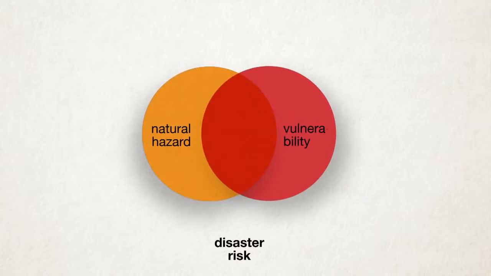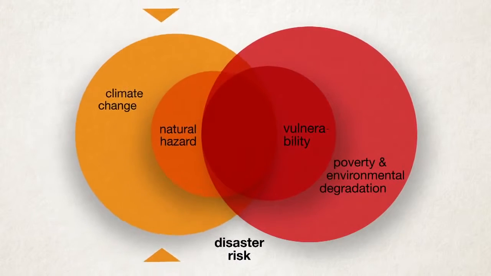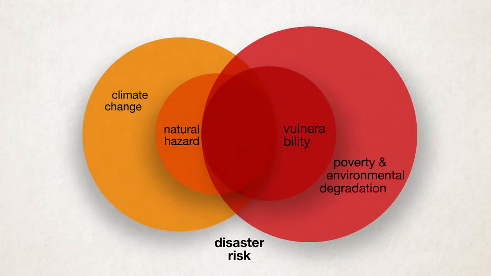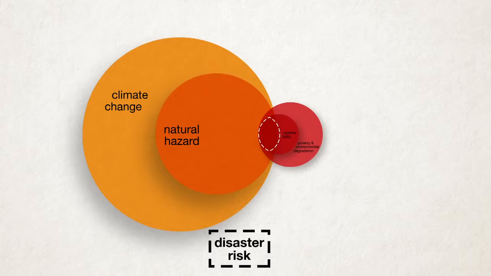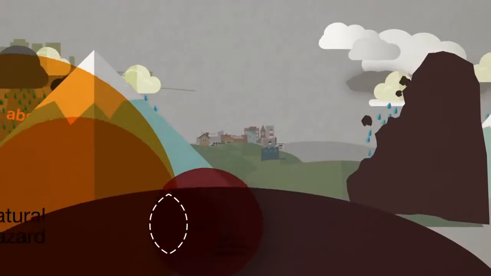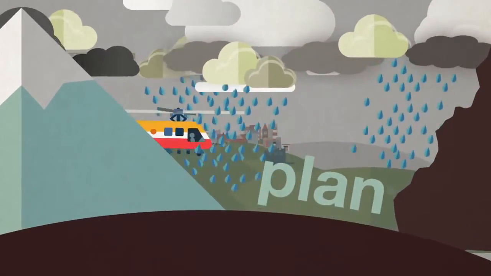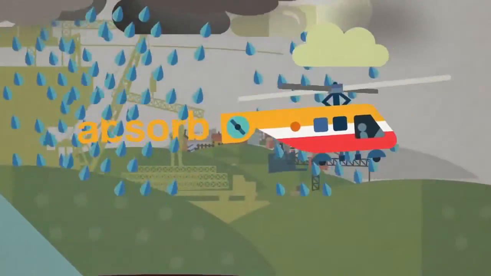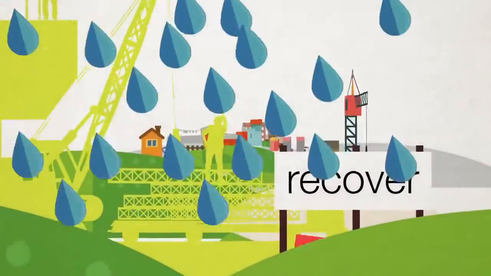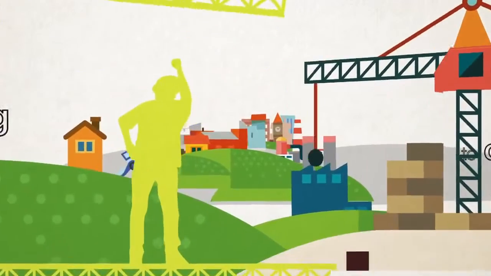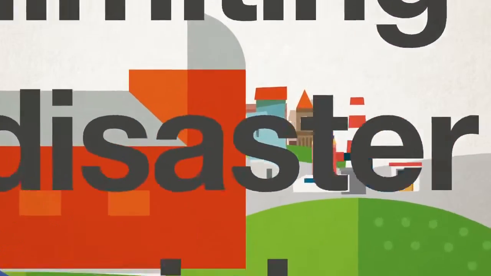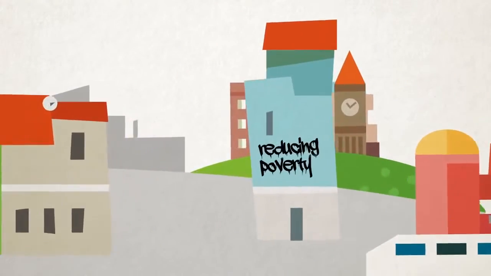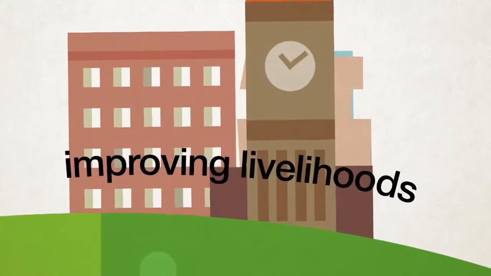Reducing hazards like climate extremes is highly important, but very often impossible. Reducing vulnerability, on the other hand, offers a wide array of possibilities for reducing disaster risk and thereby improving the resilience of households, communities, and nations. Such resilience building means to plan for, absorb, recover from, and adapt to calamities. This helps both in adapting to climate change and in limiting disaster risk. Even better, it achieves these goals by reducing poverty and improving livelihoods.